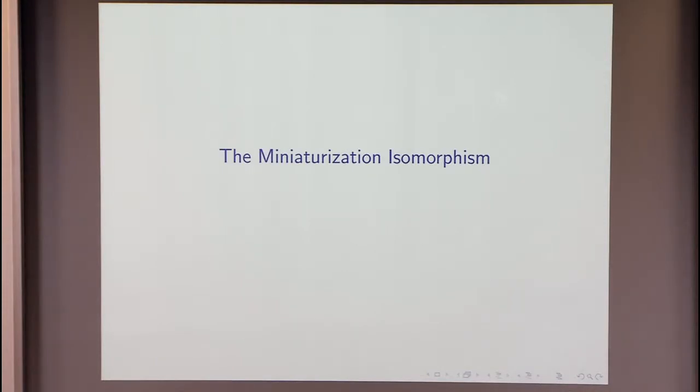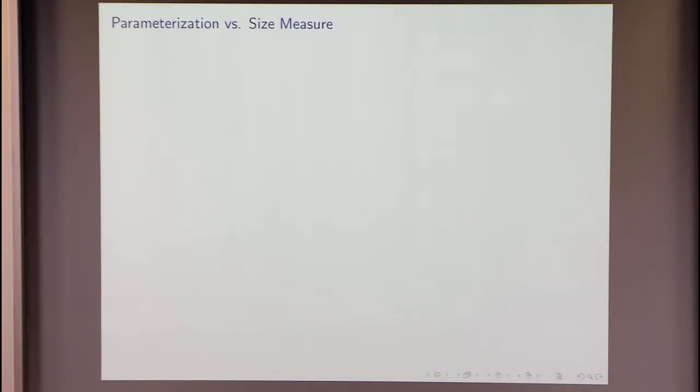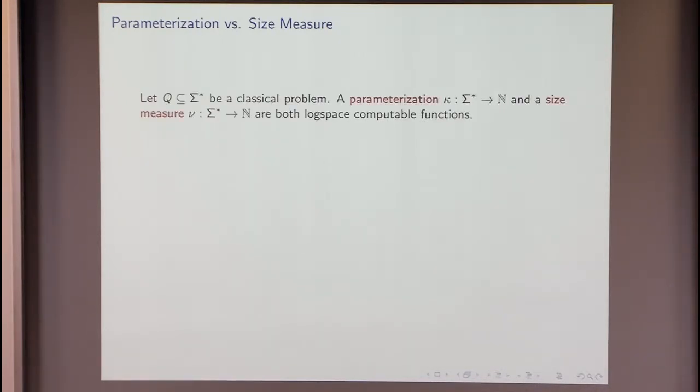So this is what we call the miniaturization isomorphism, the isomorphism between parameterized complexity and classical complexity. To understand this, we need a little bit more notions. We're all familiar with parameterized complexity. Here we are given a problem, and besides the problem instance, we need to identify a parameter of this instance. Now, for the exponential complexity, we need what is called a size measure. So formally, parameterization and size measure are the same thing. They are just two functions mapping a problem instance to a number, not necessarily small. For our purpose, we need both of them to be computable in logarithmic space.